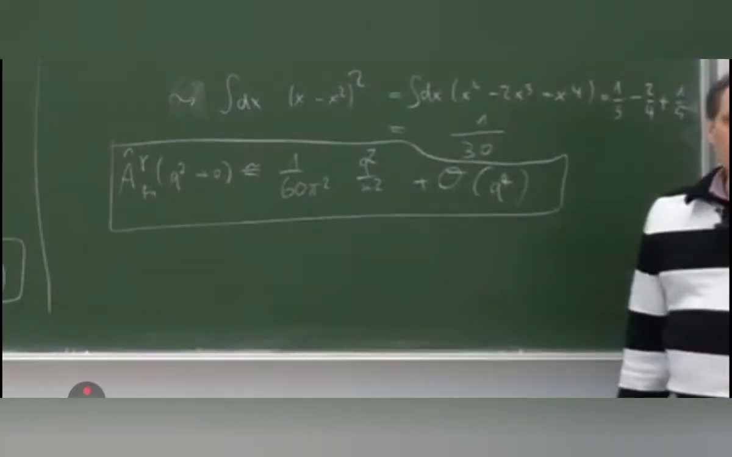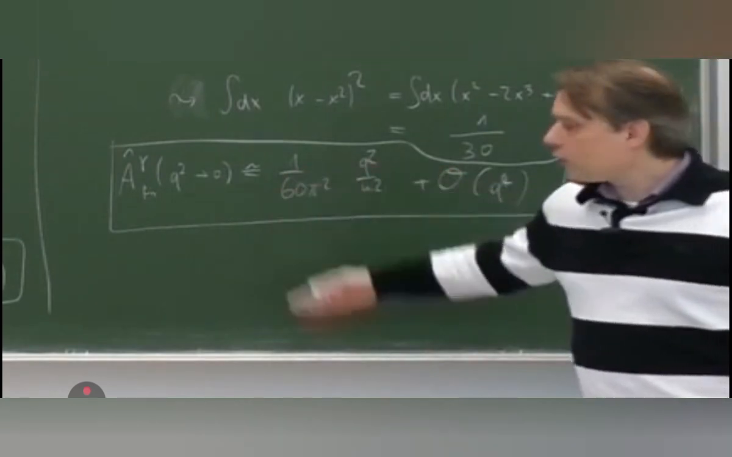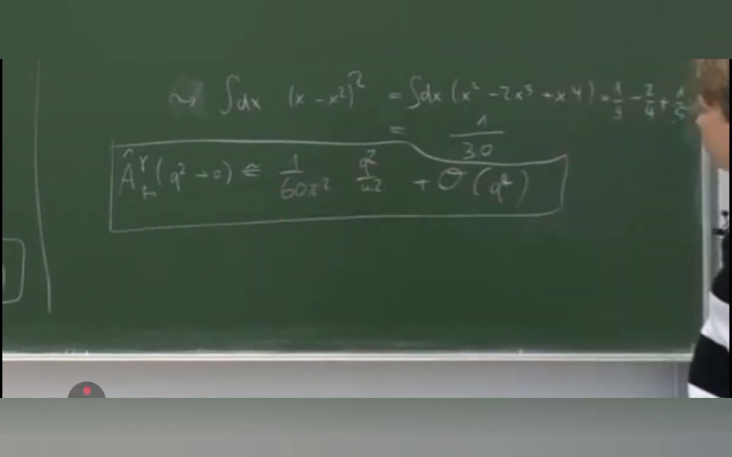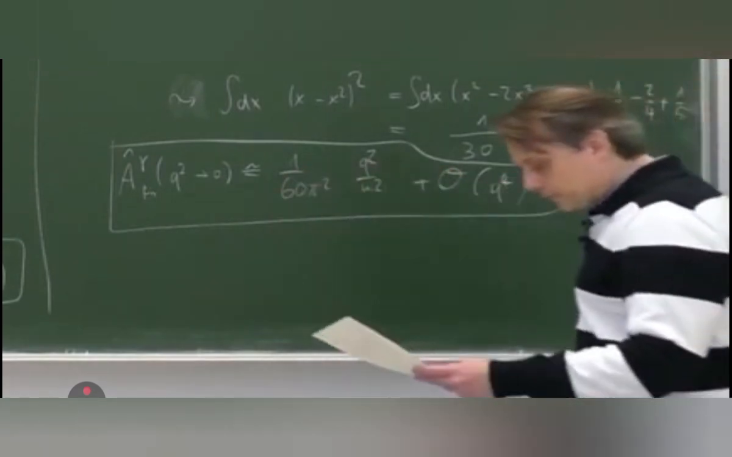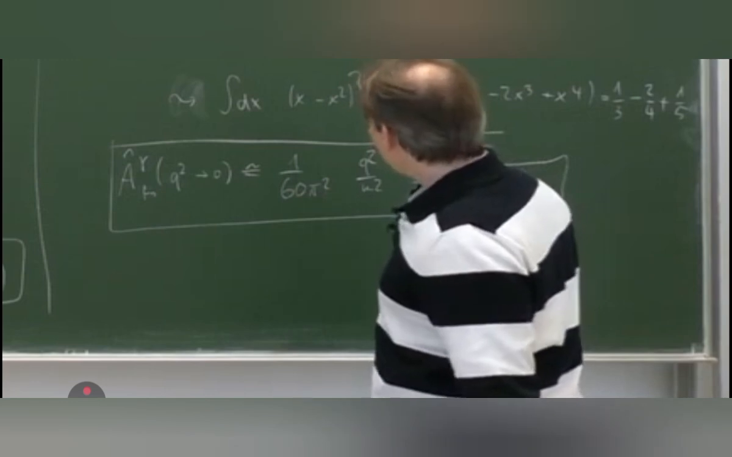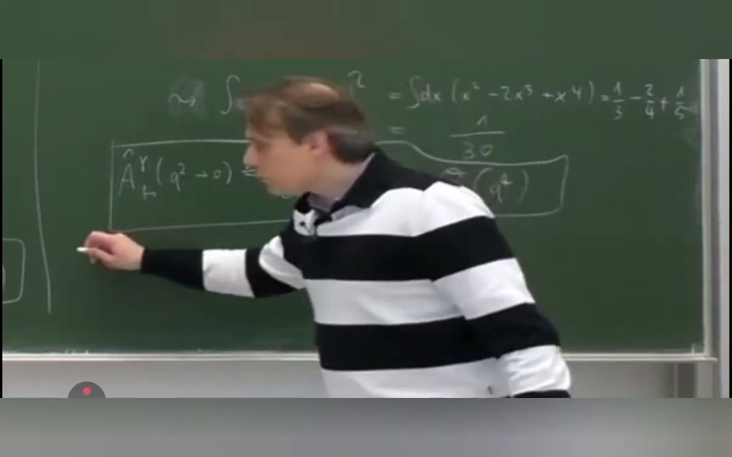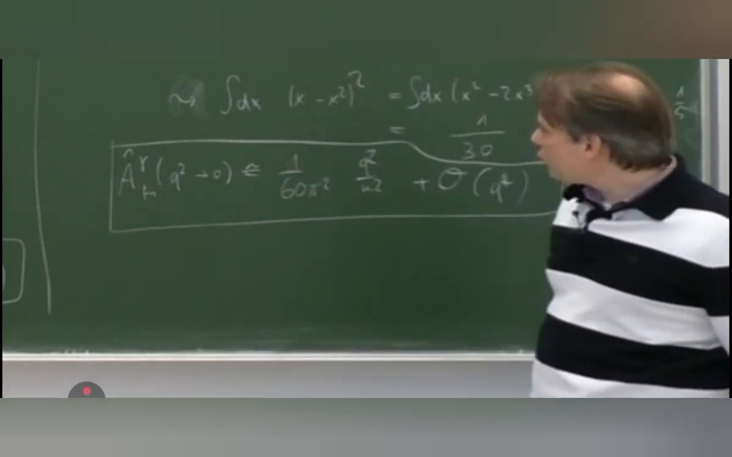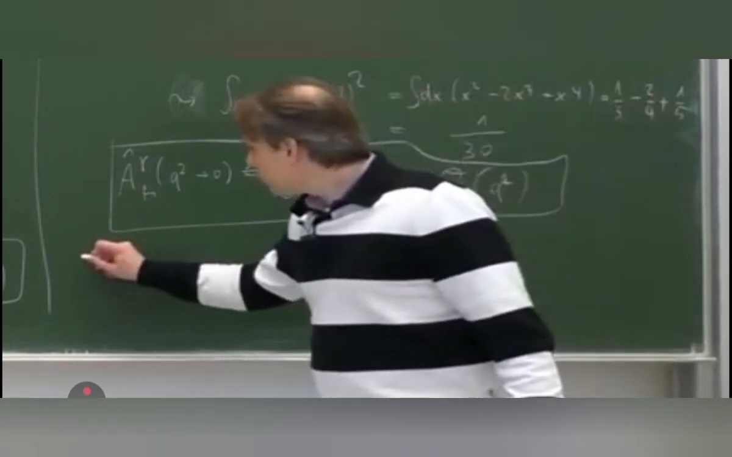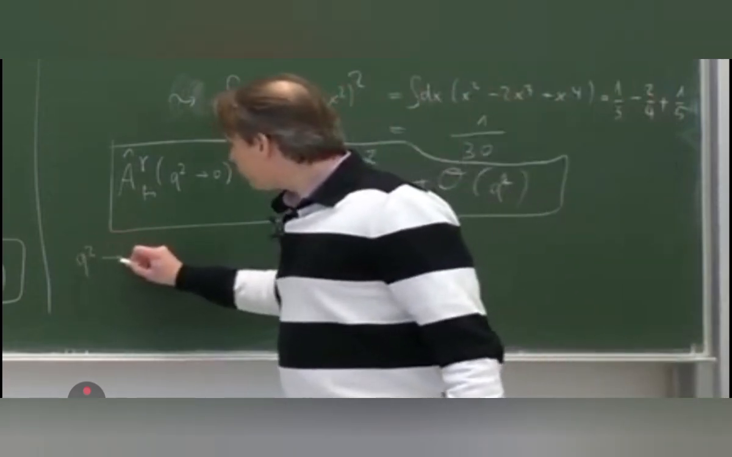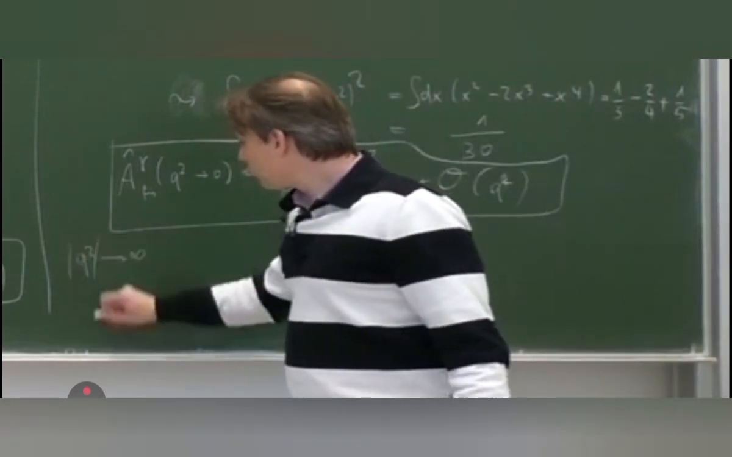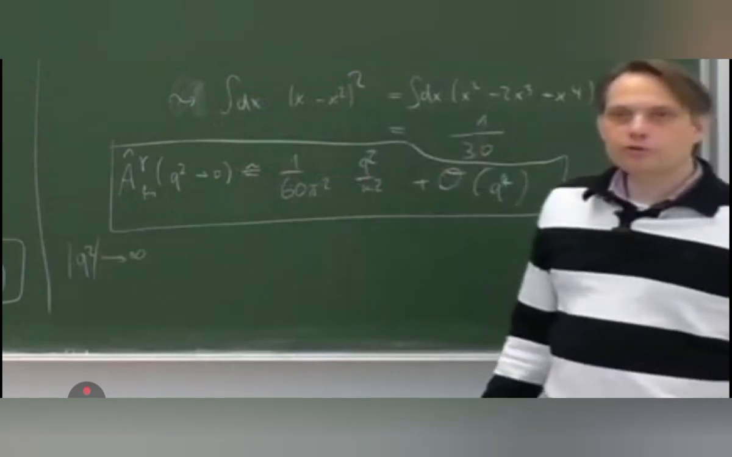So the result is Taylor expandable, and the first order looks like that. That is nice, and we will use it for physics discussions later on. Then a last limit, q square going to infinity. Let's look at the magnitude of q square going to infinity.